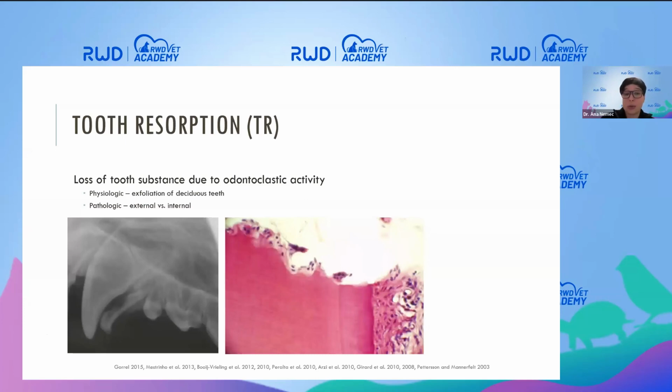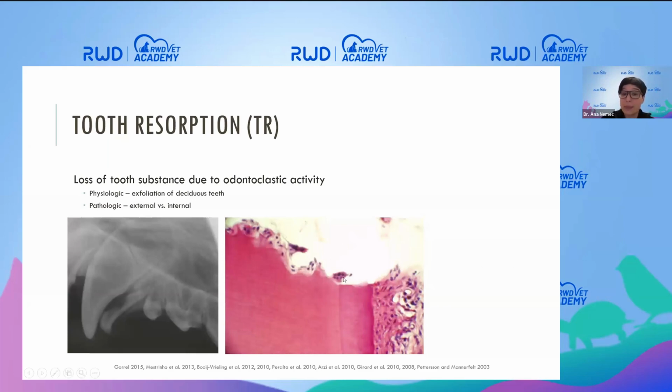So what is tooth resorption? Tooth resorption is a loss of hard dental tissues due to odontoclastic activity. And that is a normal process during exfoliation of deciduous teeth. That is one of the reasons why deciduous teeth exfoliate. So it's physiologic. However, when the same type of cells are activated to start producing this resorption on permanent dentition, then this is considered pathologic tooth resorption.